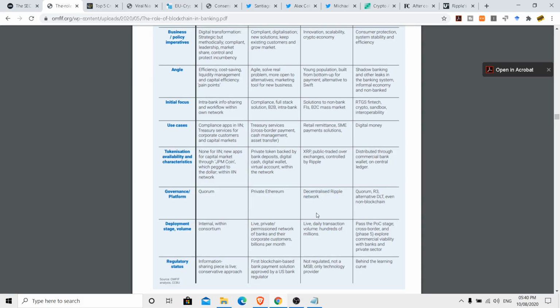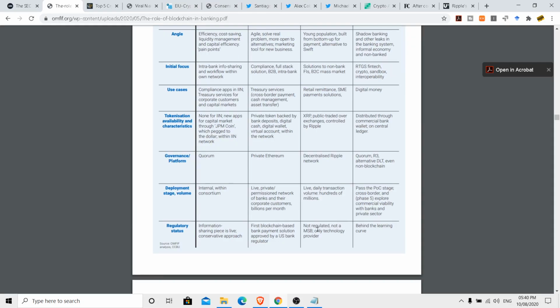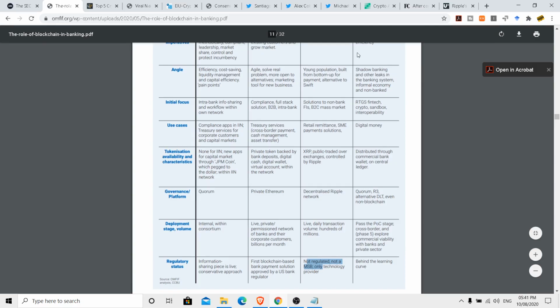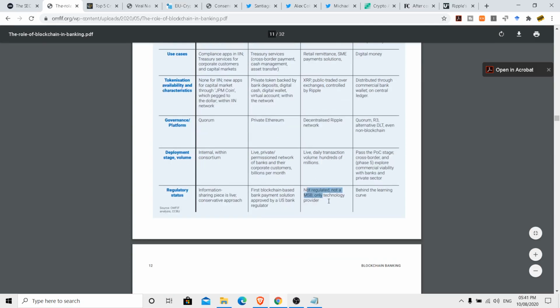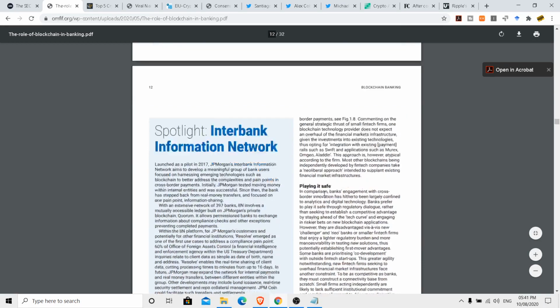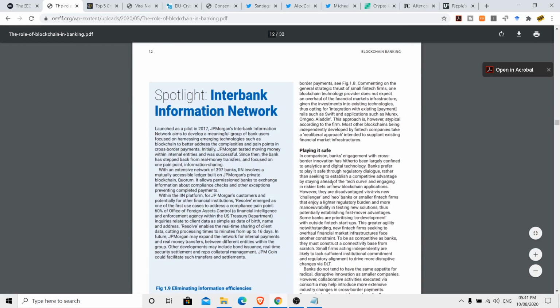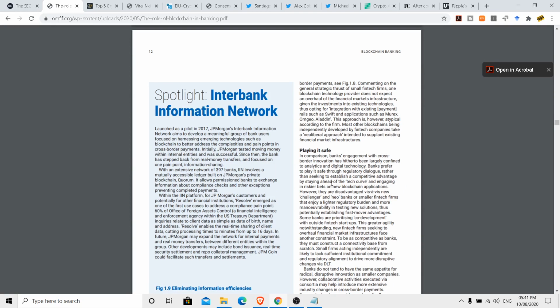Now we saw how it can be used live, with daily transaction volume of hundreds of millions. Not regulated, not an MSB, only a technology provider. That is the company Ripple. And here, talking about crypto, it's not completely regulated. Yeah, I agree, because the SEC never said that this is the case for XRP. Instead, they said Bitcoin is this, Ether is this. They never gave you the clarity for XRP.